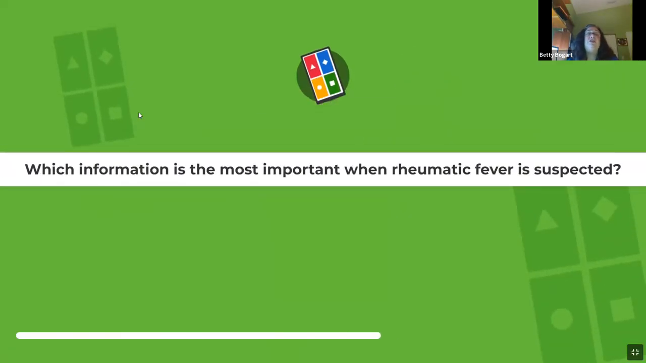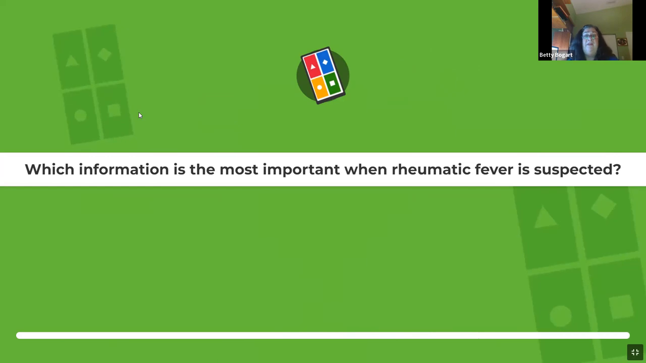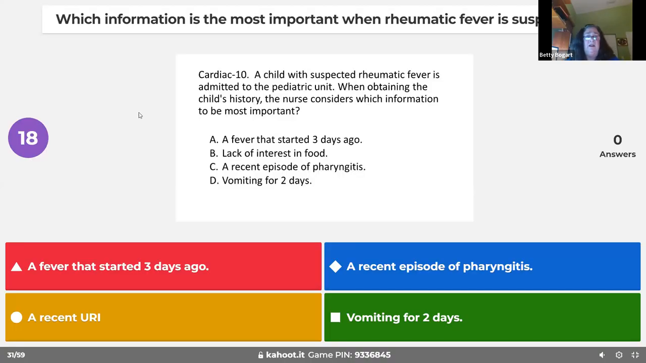Which information is most important when rheumatic fever is suspected? You have this kid who's got these swollen knuckles, you know, this gait is shuffling, they've got this rash, fever, they don't feel good.